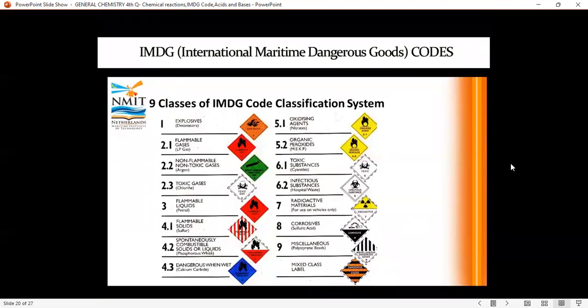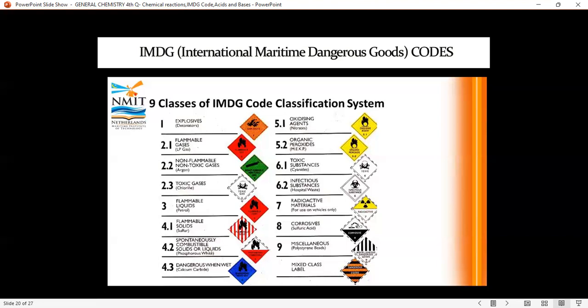Let's proceed to the IMDG codes. IMDG is the abbreviated term for International Maritime Dangerous Goods. Okay, so you as future seafarers someday, it is really important to know whatever materials they are trying to transport. So we have here 9 classes of IMDG code classification. What you need to remember is simply the names, the numbers for each and every type of code that we have, and also the symbols, the color background, the different signs that are being used in order for us to classify each and every code.